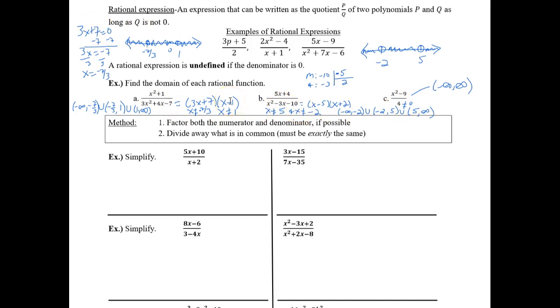So the way that we find the domain of a rational expression is we factor the denominator, if it is factorable, and figure out what would make each factor 0. That's what x cannot be. And then you could write it by listing what it can't be, or in interval notation.